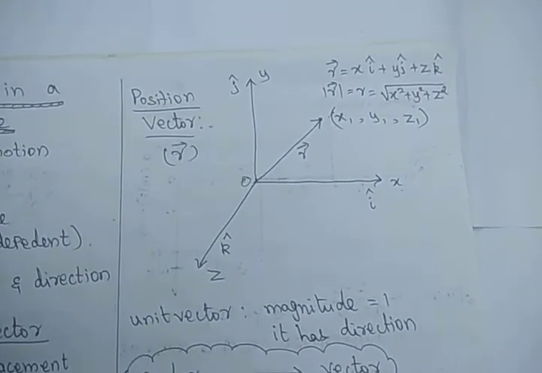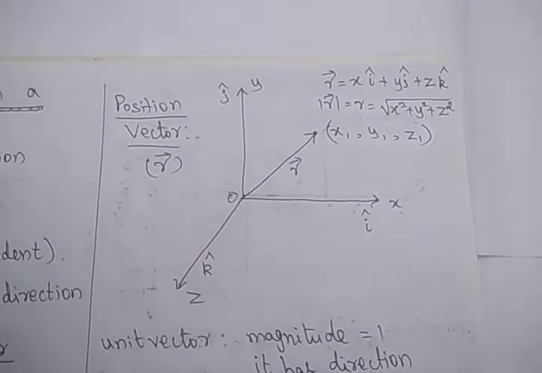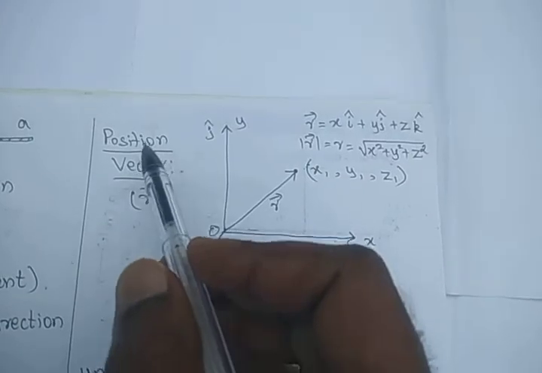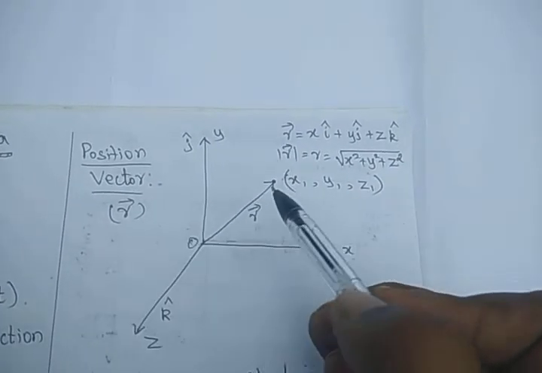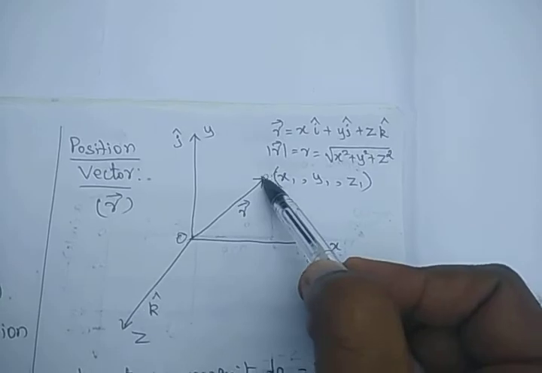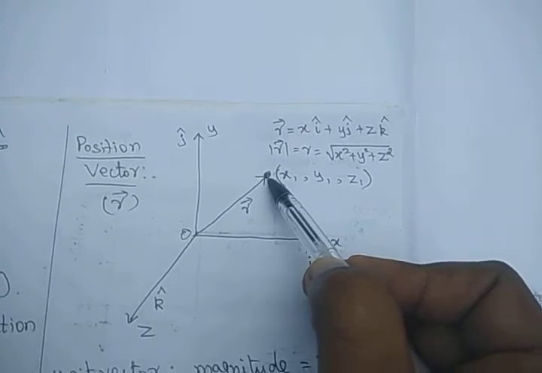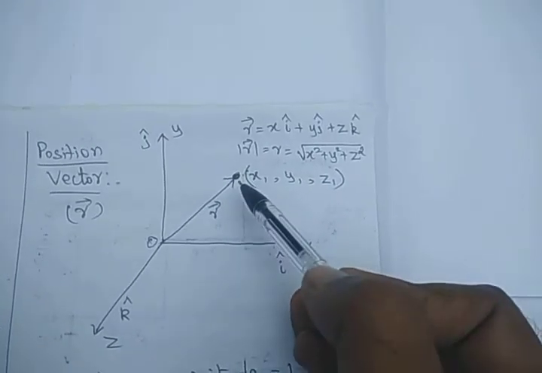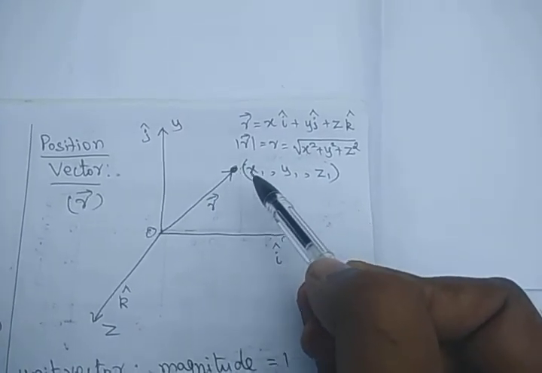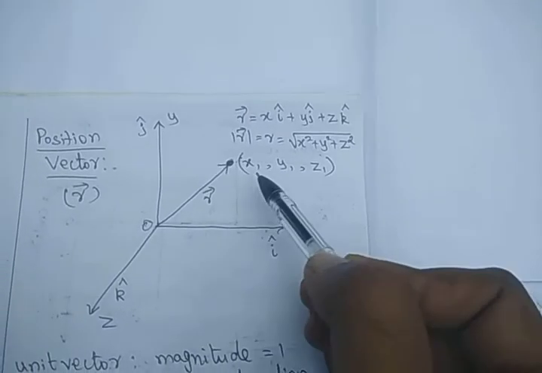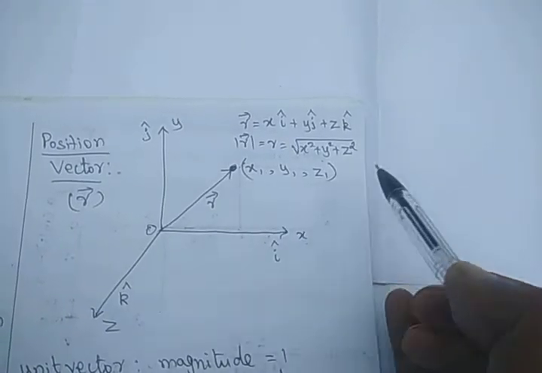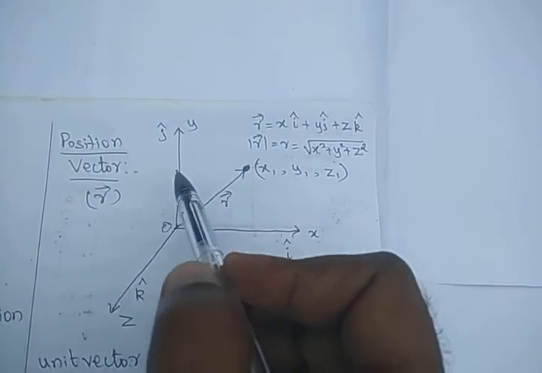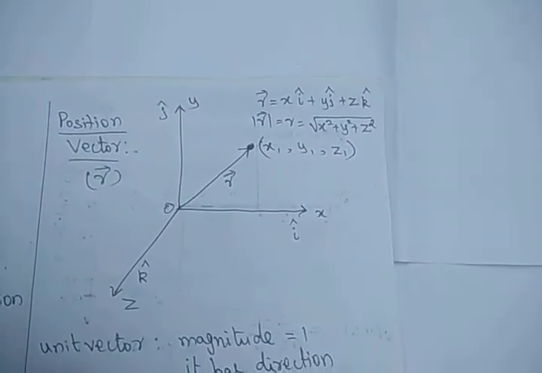So let us move to our chapter. The first topic is the position vector. How can you determine the position of an object? Very simple. This point is the position of the object, any body, in the x, y, and z axes. In lower classes, in 10th standard, we represent it as x1, y1, z1 or x, y, z. Like this we represent the position of any object in the x, y, and z planes.